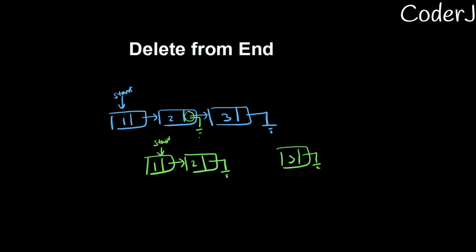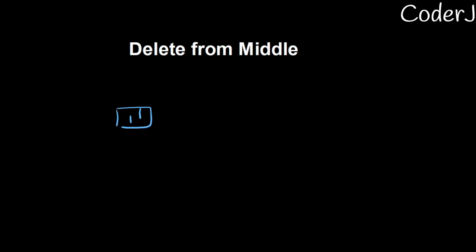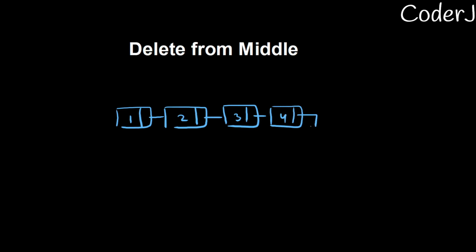Now we are going to talk about deletion from middle. Again, let me create my sample linked list. This time let me put an extra node in this. We have 1 2 3 and 4. Perfect. So in this case what I'm going to do is I'm going to delete 3. So how do we do that? Let me just get my arrows correctly. 1 2 3 4. Perfect.